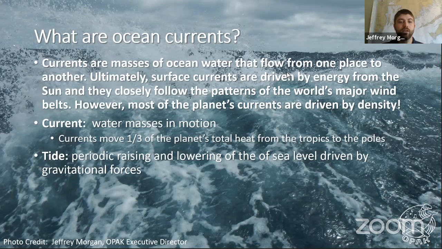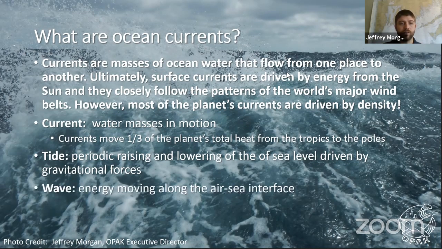A tide is the raising and lowering of our sea level over periodic times, depending on where you are on the planet. Those are controlled by gravity, versus our currents, which are driven by solar energy, wind, and density. Currents actually do move about a third of the planet's total heat. The other two thirds are driven by wind.